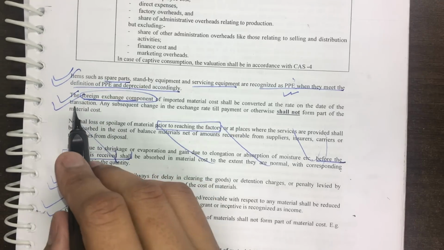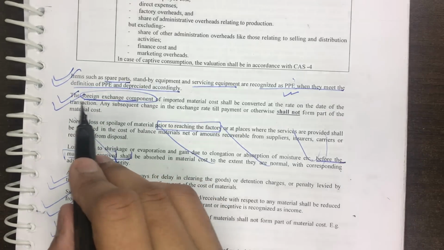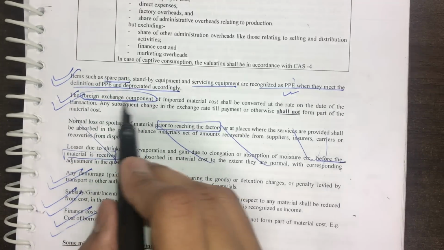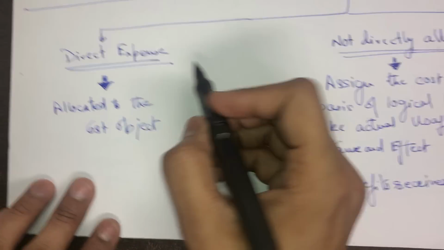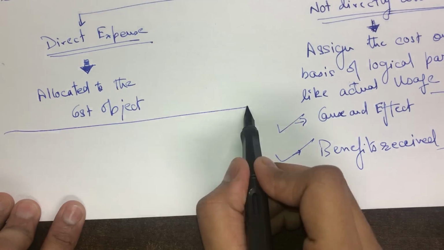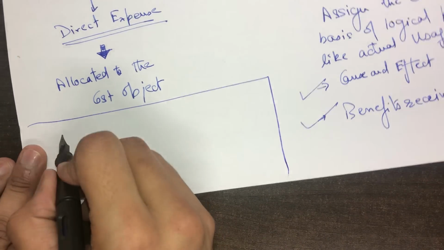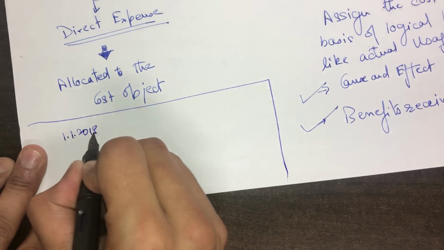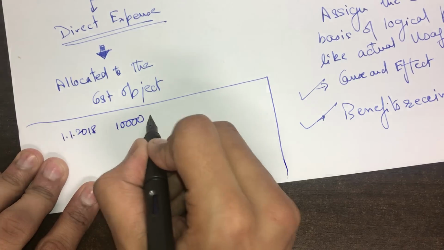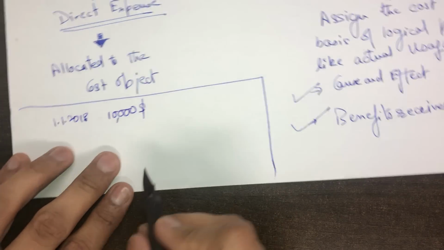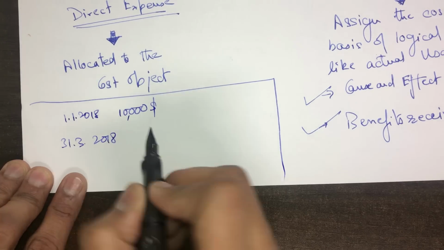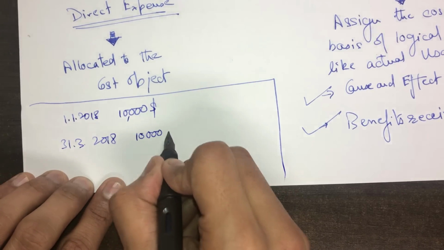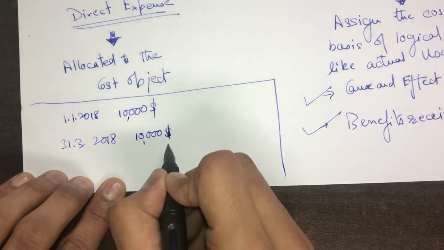The next very important element of CAS 6 is the foreign exchange component, if you have any foreign exchange component in your imported material. I'll give you an example. Just see this example once. Suppose on 1st January 2018 you purchased an imported material of 10,000 USD from the US, and the date of payment is 31st March 2018. You have to pay $10,000 to your vendor.